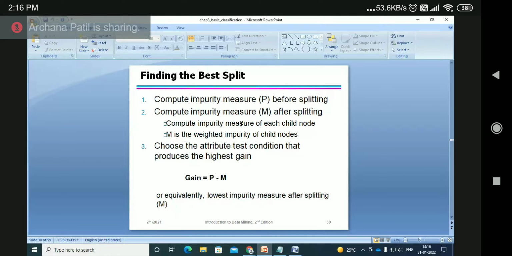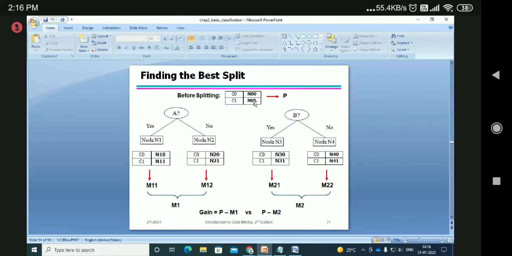Compute impurity measure of each child node. So you know how to calculate the impurity measure of this node. Okay, but if I split it using this particular attribute, maybe this particular attribute is having only two different distinct values. That's why I have two different branches. And there will be some instances from here which will be coming here and some instances from here which will be coming here. So all the instances will be going to this or this. Okay, there will be none of the instance who will be staying over here. They have to pass the tree and come over here.